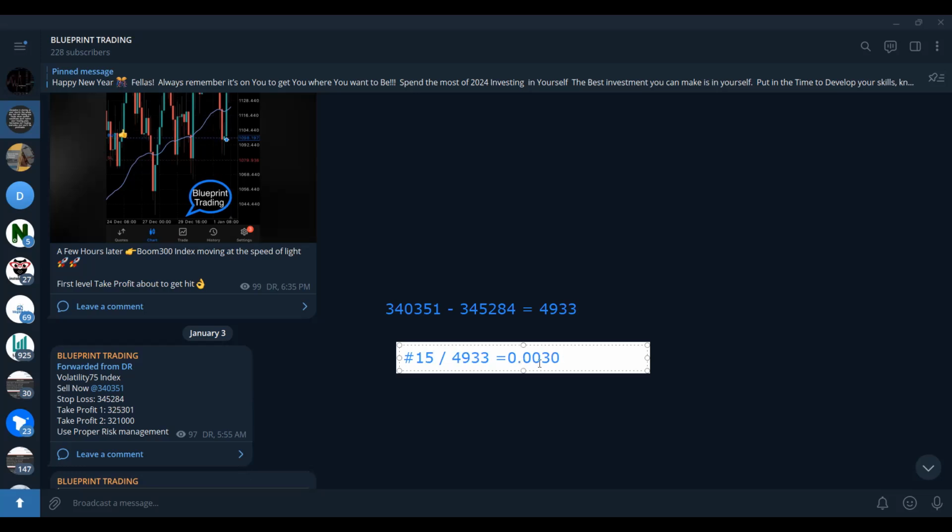And then moving back to lot size positioning, the least lot size for this. Oh, sorry about that. So once I want to risk $15 on this current signal that has been called out here on Volatility 75 Index, that means I need to make use of what? A 0.03 lot size, guys. And automatically that gives me a $15 risk on this very trade.